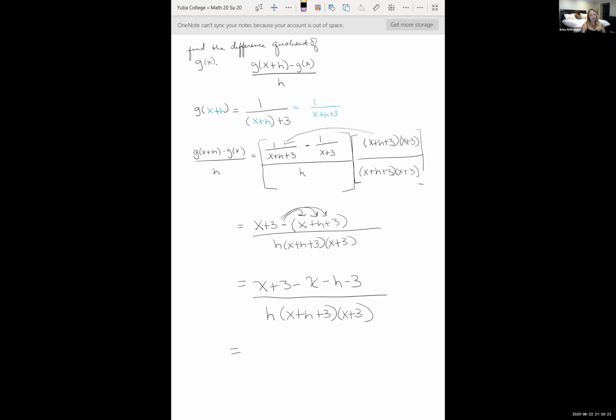In our numerator, we have like terms: x minus x goes away, and 3 minus 3 goes away. So the only thing that's left in our numerator is negative h, all over h times (x plus h plus 3), all times (x plus 3).